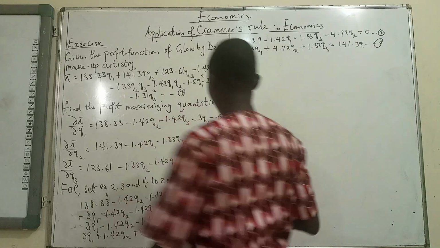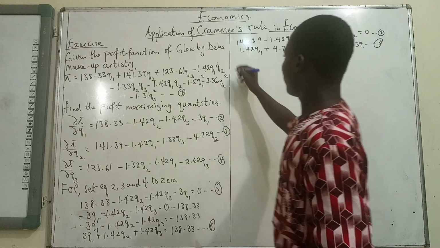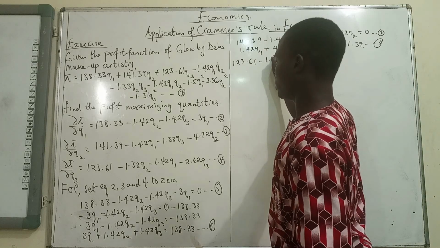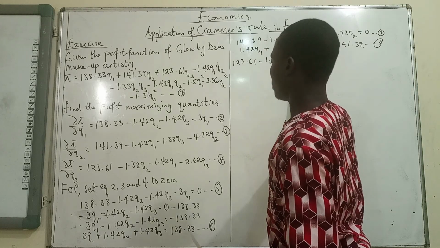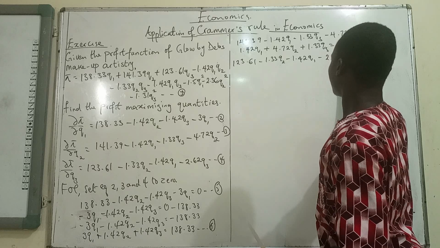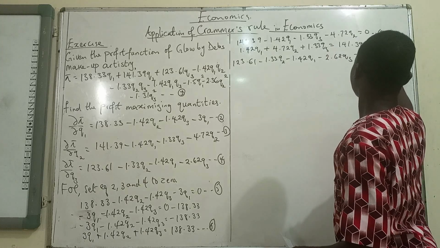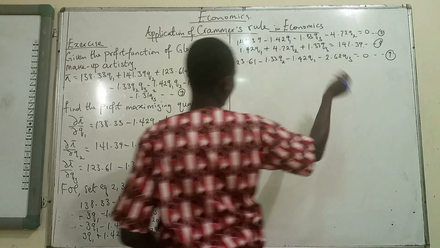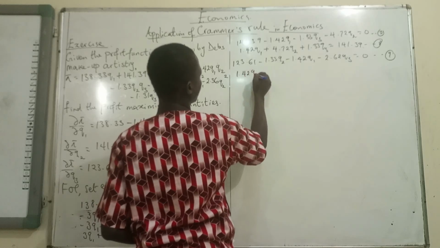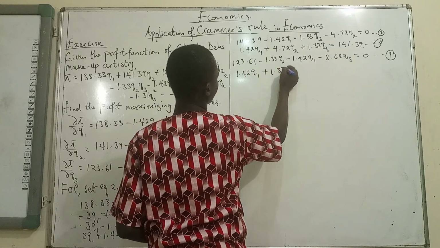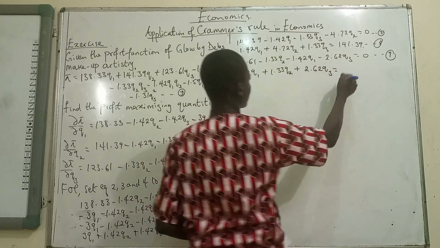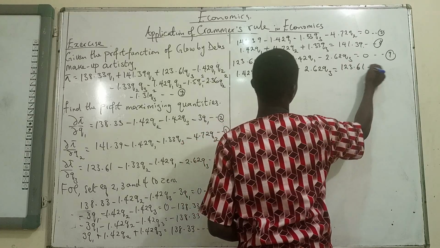Now let's move to equation 4 that is here. So we have 123.61 minus 1.33 Q2 minus 1.42 Q1 minus 2.62 Q3, everything equals 0, and this is equation 9. Now collecting like terms and making life easier for ourselves, we have 1.42 Q1 plus 1.33 Q2 plus 2.62 Q3 equals 123.61, which is equation 10.